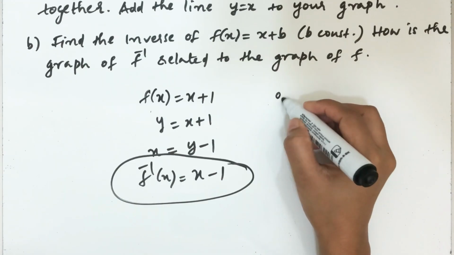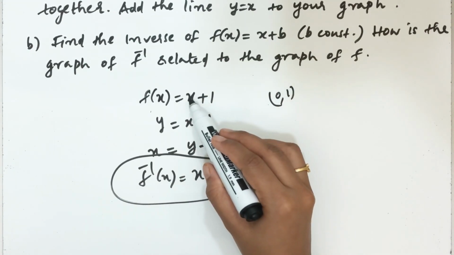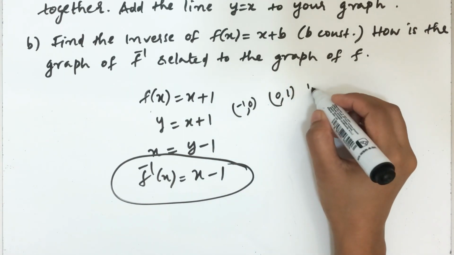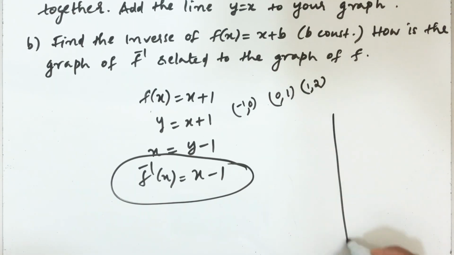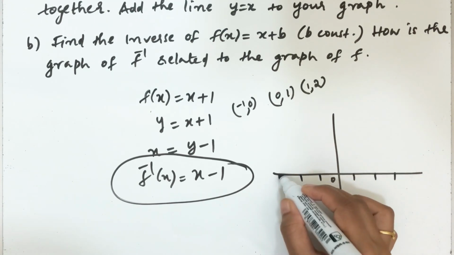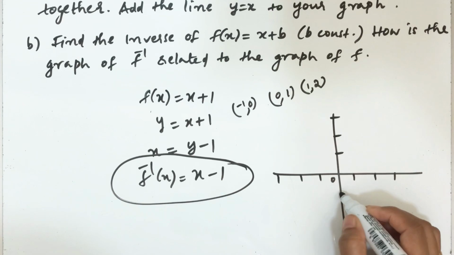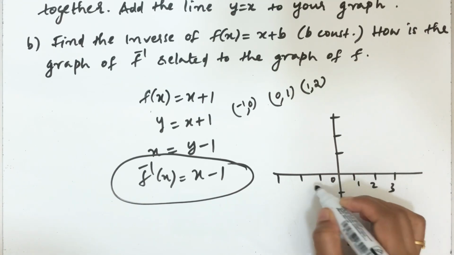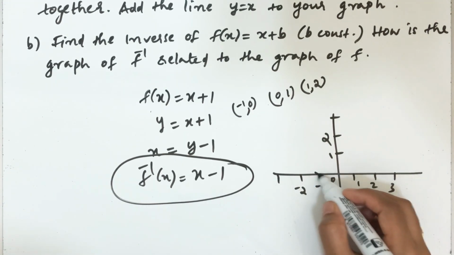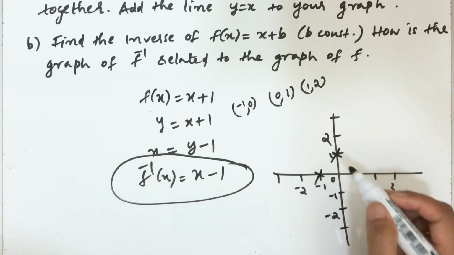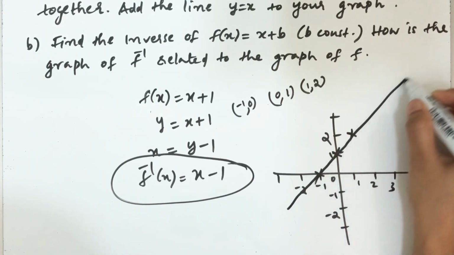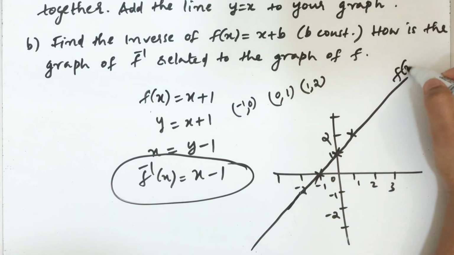So when x is equal to 0, y equal to 1. When x is equal to minus 1, y equal to 0. When x is equal to 1, y equal to 2. That is enough, we can draw. 0, 1, 2, 3, minus 1, minus 2, 1, 2. So minus 1, 0 is a point, 0, 1 is a point, 1, 2 is a point. So this is the graph of f of x.